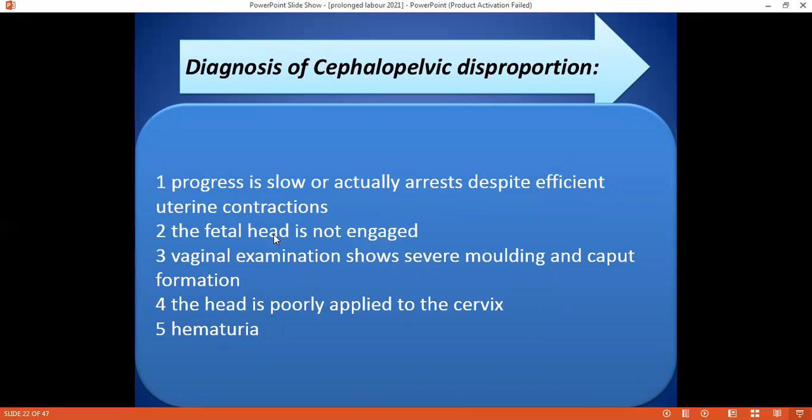Cervical dilatation. When the fetal head is not engaged, still the presenting part is high despite progress of labor. Vaginal examination shows severe molding and caput. Overlapping of fetal skull bones is called molding. Caput is the swelling of the scalp over the presenting part. The head is poorly applied to the cervix. And there may be hematuria, implying pressure on the bladder.